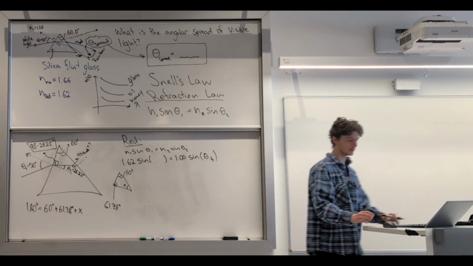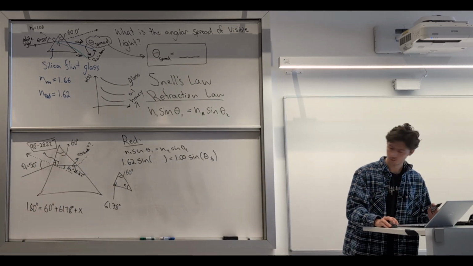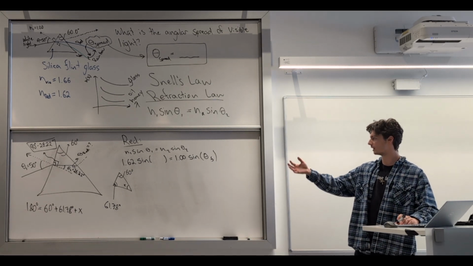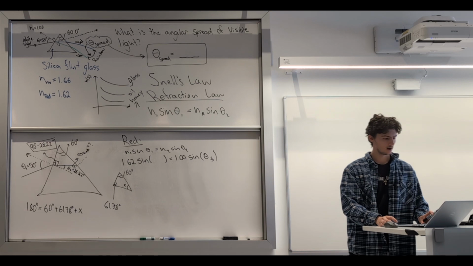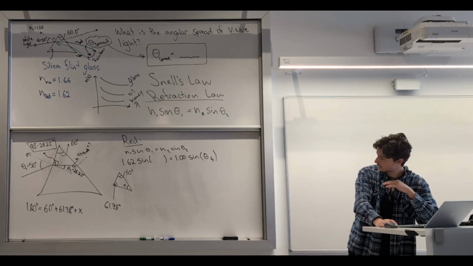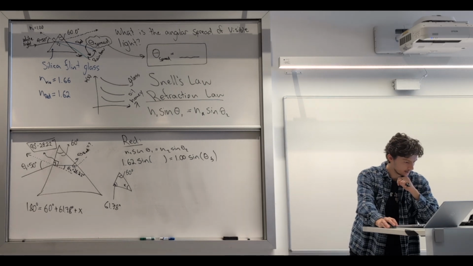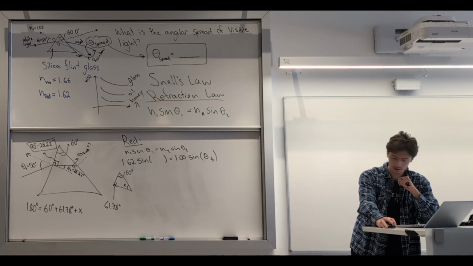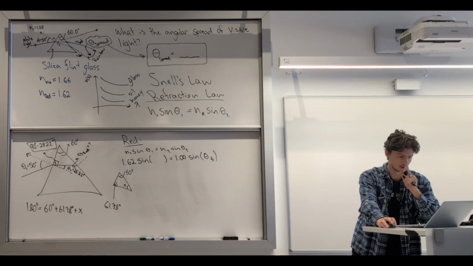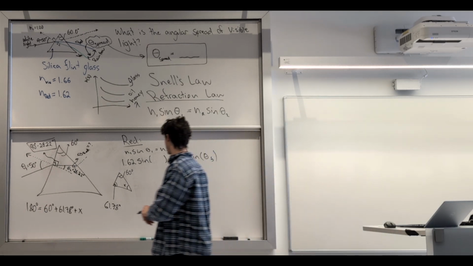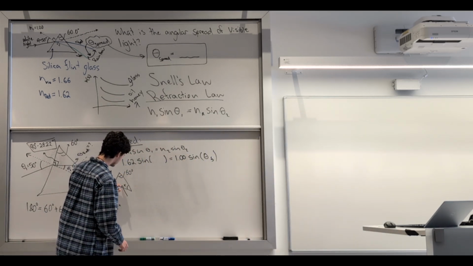Cool. Let's take a look, and if you're unsure why I'm doing this, it will become apparent in just a second. And if you can't see the pathway, like why we need to do this, it is good to practice these problems. You'll get your own inkling of why we need to find this. But okay, enough yapping. Let's do 180 degrees minus 60, minus 61.78 equals 58.22. So that is X over here.